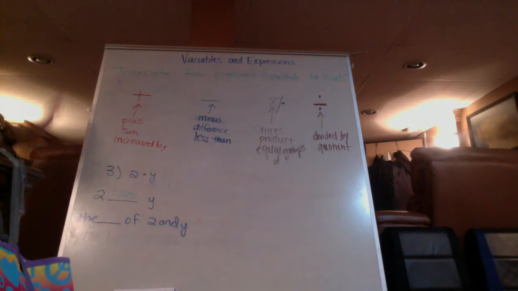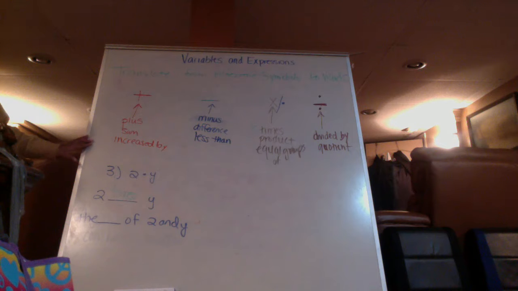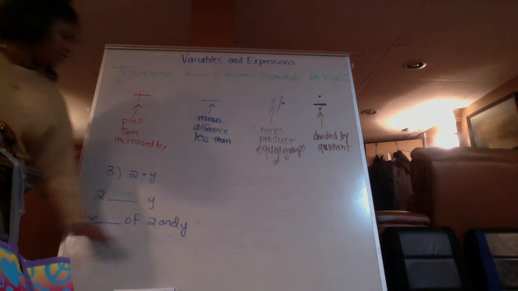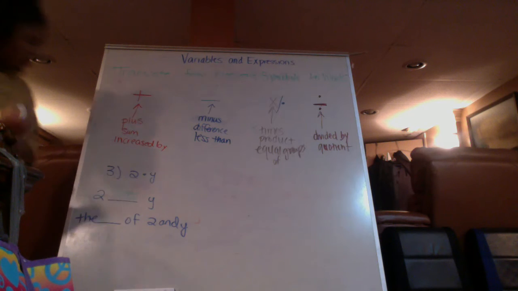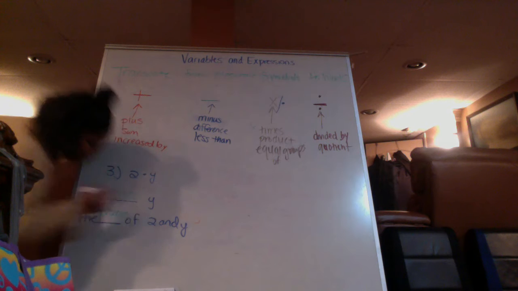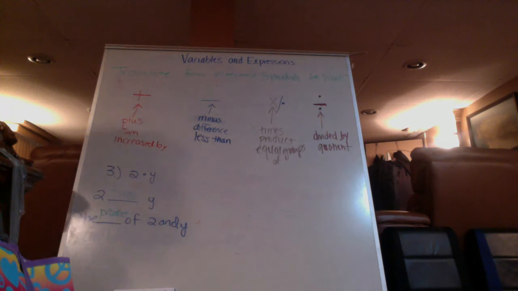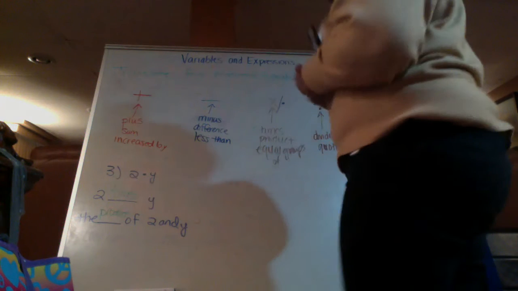So try and guess. Is it the product of 2 and y? Or would you say the equal group of 2 and y? I mean, I guess they're both kind of right, but which one am I looking for here? Okay, so I am looking for a product. So the product of 2 and y. All right. And our last one.